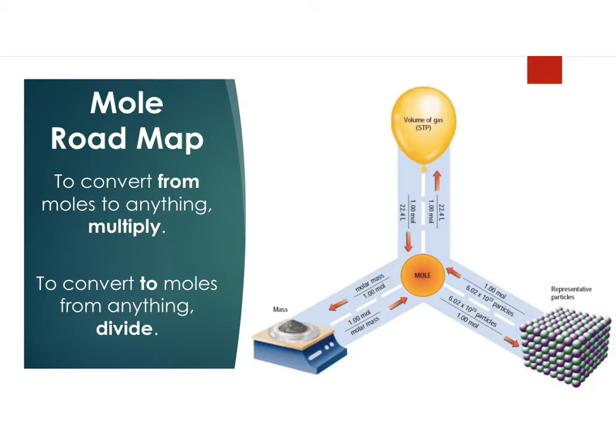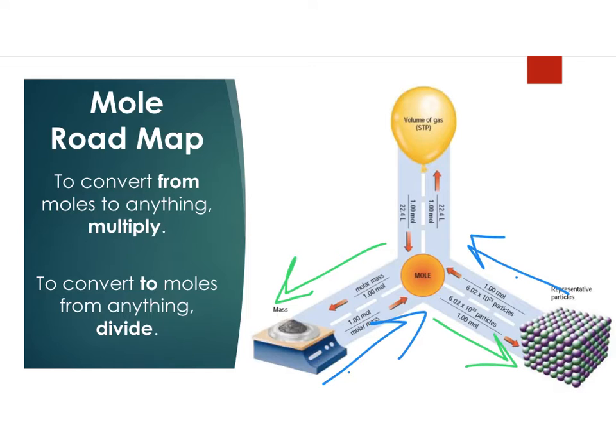And it's a good reminder that if you're going to the mole, you're always dividing by some value, whatever your conversion factor. So whether it's molar mass over here or it's particles over here, you're dividing by that value. And if you are trying to find the mass or the number of particles in a sample, you're going to be multiplying, because if you're starting with a mole, you're starting with small, and you're trying to find something bigger. Okay?